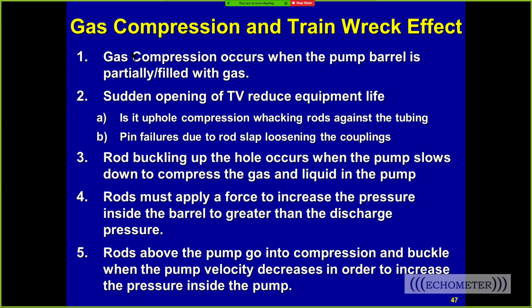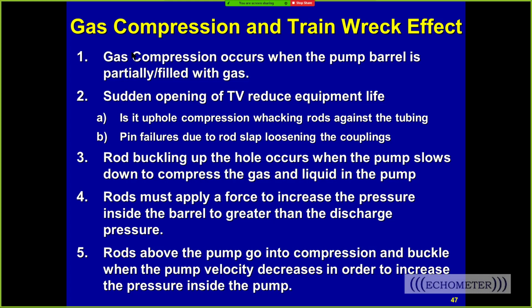The gas compression on the downstroke occurs when the pump is partially filled with gas and liquid. The reduction of the run life of the equipment is not just due to the compression, it's due to the pump slowing down, causing couplings to loosen by whacking the side of the tubing, or rods rubbing on the tubing, increasing holes in tubing.